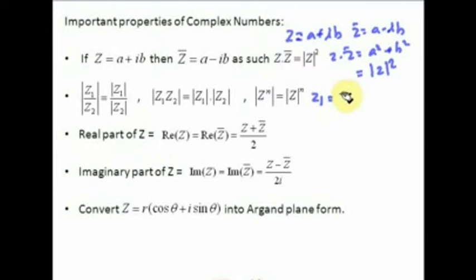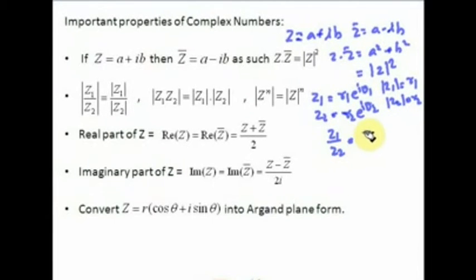z1 is equal to r1 into e raised to iota theta 1, z2 is equal to r2 into e raised to iota theta 2. Modulus of z1 will be equal to r1 and modulus of z2 is equal to r2. z1 upon z2 will be equal to r1 upon r2 into e raised to iota theta 1 minus theta 2. Modulus of z1 upon z2 will be equal to r1 by r2. So LHS is equal to RHS, r1 upon r2. Similarly, we can prove the others.